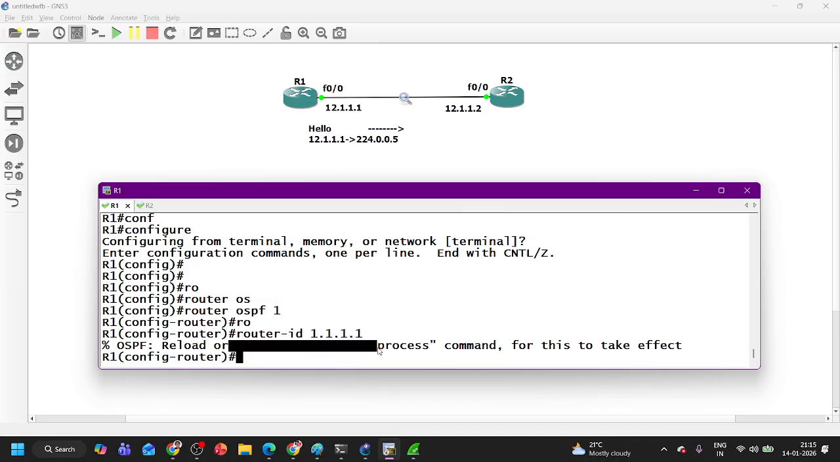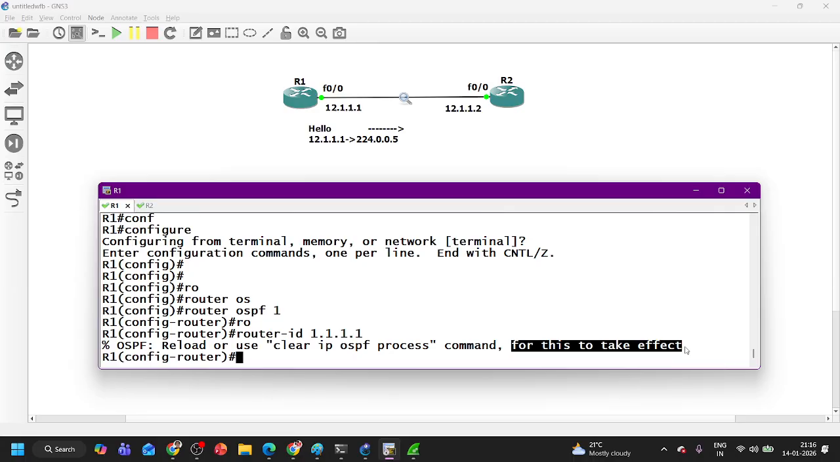Reload or use the clear ip ospf process command for this to take effect. Reason: the router ID is the identity of the database. All routers in the OSPF domain maintain a database and they exchange the database. How do they represent their database? With the help of the router ID only.